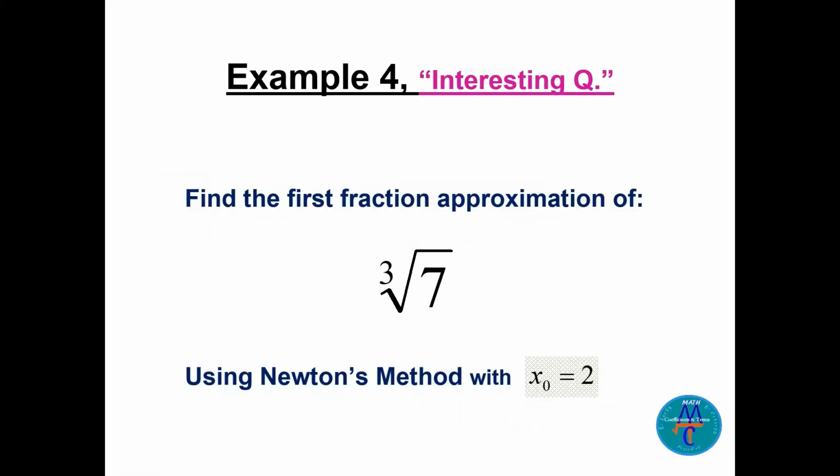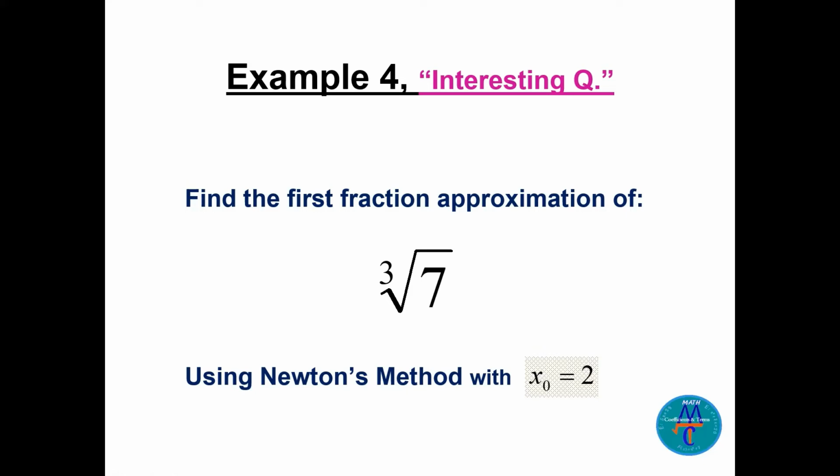This is an interesting question. Find the first fraction approximation of the cube root of 7. This is very good for an exam. Use Newton's method with x sub 0 equal to 2. So the initial guess is 2. And we need the first fraction. Here I did not ask for 3 successive approximations or 2. Maybe you need the calculator.